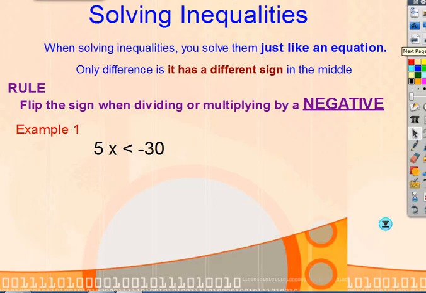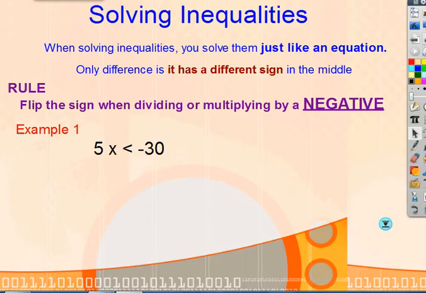When solving inequalities, you solve them just like an equation. The only difference is that it has a different sign in the middle. There's a special rule about inequalities. Flip the sign when dividing or multiplying by a negative.